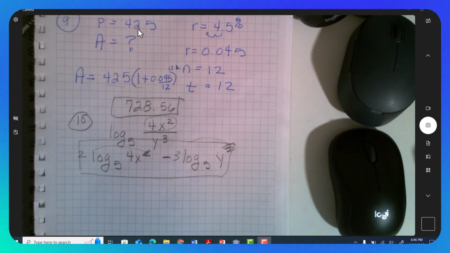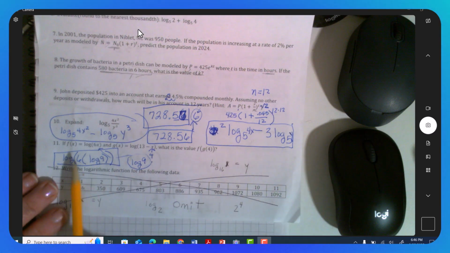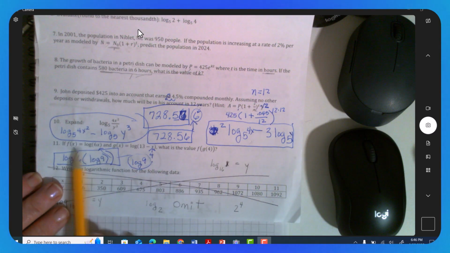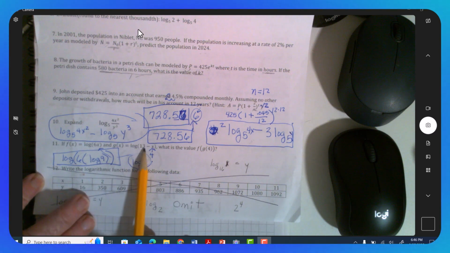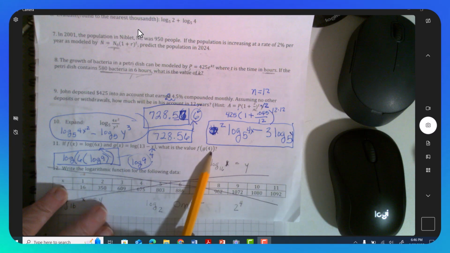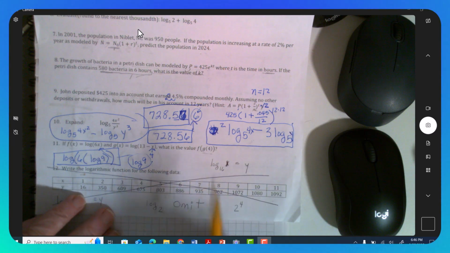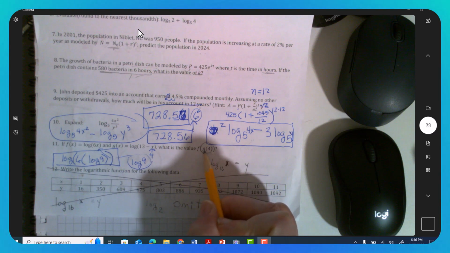All right, question number 11. And this is where we left off. If f of x equals log 6x and g of x equals log of 13 minus x, what is the value of f of g of 4? So this is a combination of functions. We're going to start from the inside out. So I'm going to start simplifying g of 4.